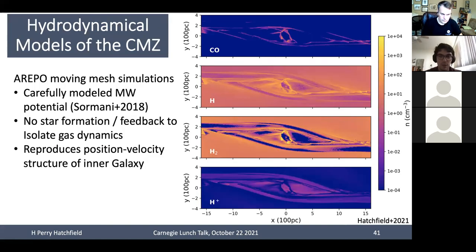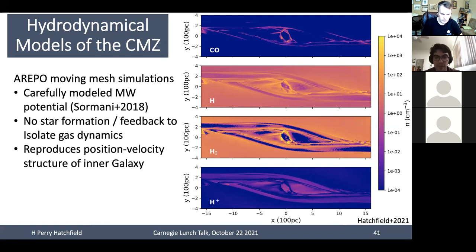So I use this hydrodynamical model that we've been building to try to constrain that inflow rate, or that inflow efficiency. I did this by running a simulation in the Arepo framework, and we implemented a very carefully constructed model of the Milky Way's gravitational potential. We're constantly improving this model, the galactic potential, to represent as accurately as possible the orbits and gas flows of the galactic center.